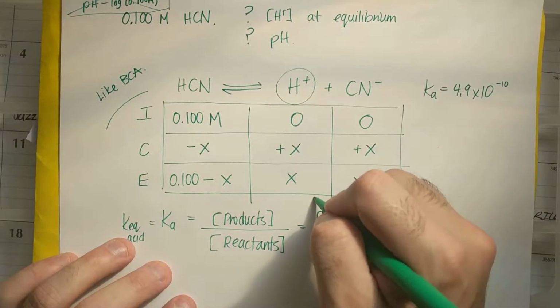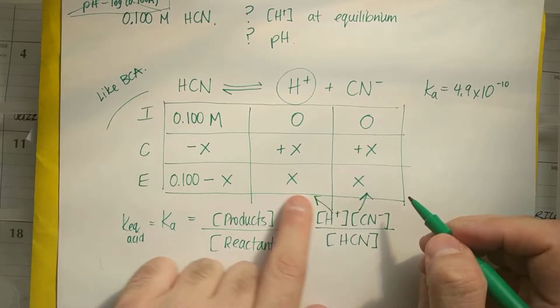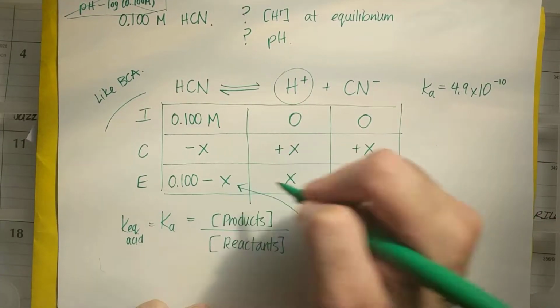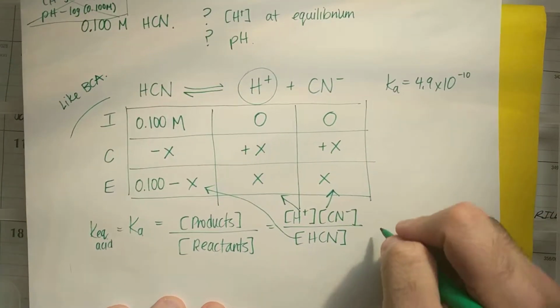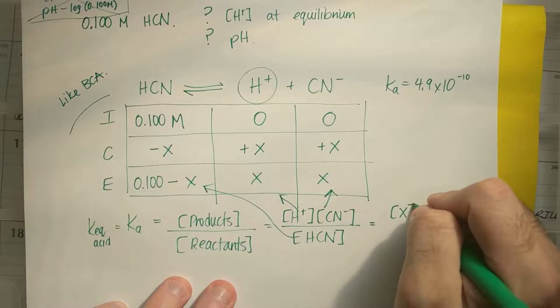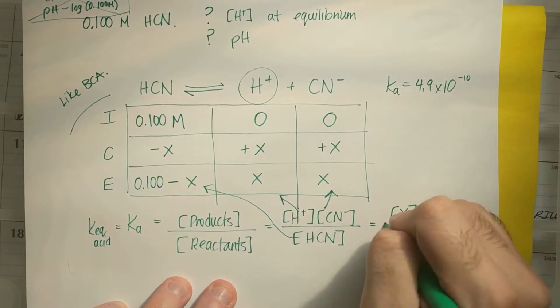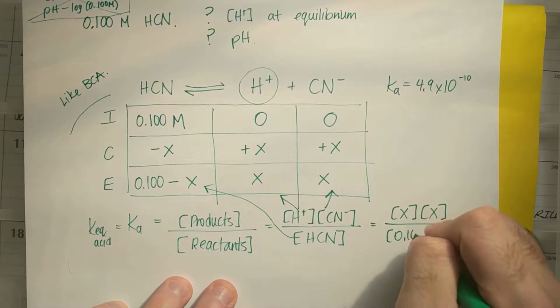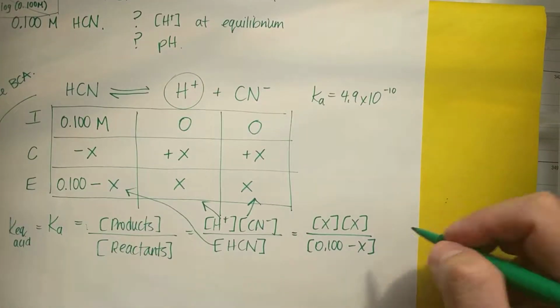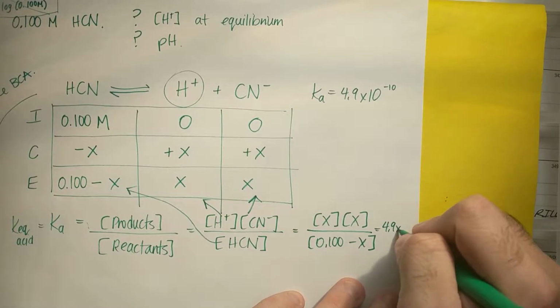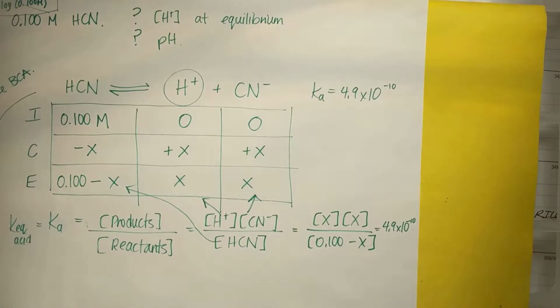And so my concentrations of H+ and CN- are my X here, and my concentration of HCN is 0.1 minus X. So this equals the concentration of X, all over the concentration of 0.100 minus X. And this equals my Ka, which is equal to 4.9 times 10 to the minus 10th.